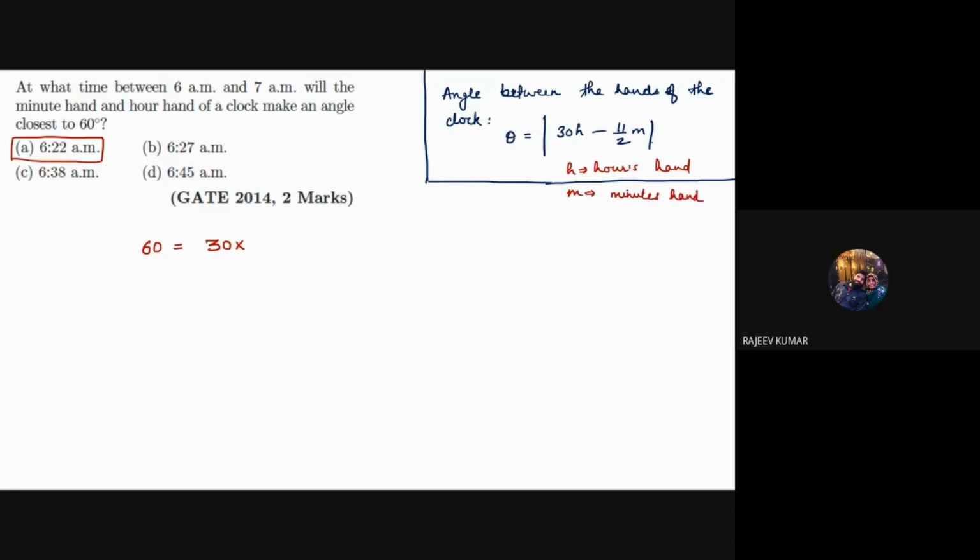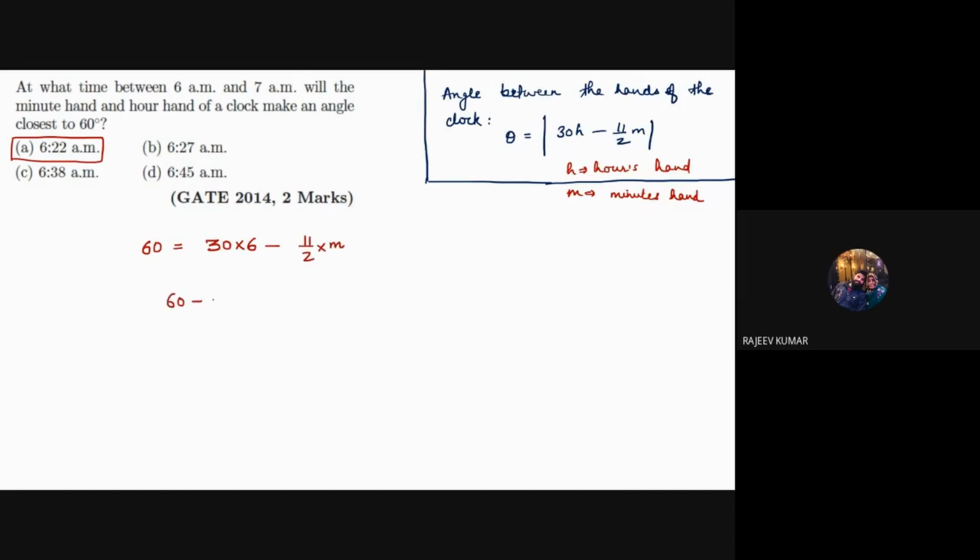Now I know that the hour here, if it is talking about 6 a.m. and 7 a.m., the hour hand has crossed 6 a.m. So I'll just multiply it by 6. But how many minutes have been crossed, I don't know. So I'll just keep it m.